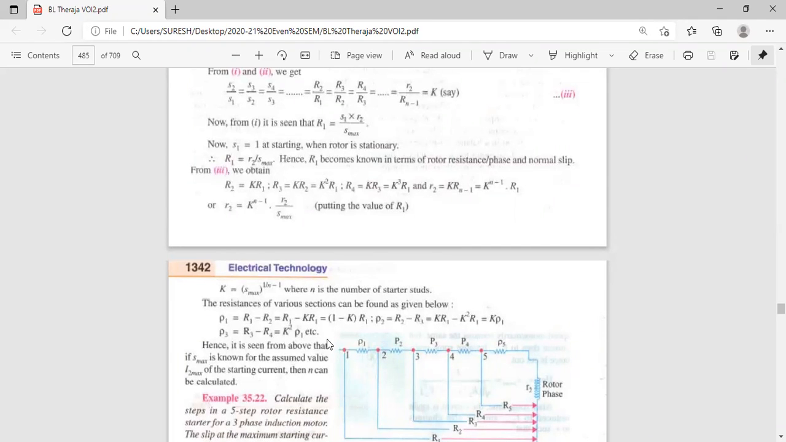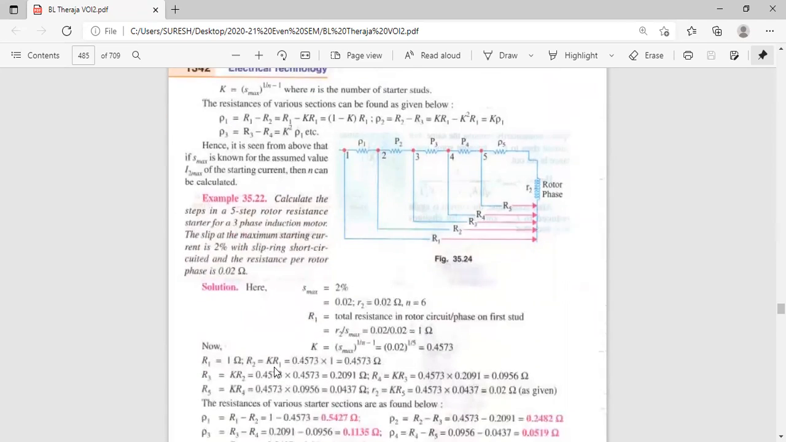Is it clear? Between 1 and 2, rho 1 is the resistance. Between 2 and 3, rho 2 is the resistance. Between 3 and 4, rho 3 is the resistance. Rho 1 is represented in terms of R1 and K. Rho 2 and rho 3 are also represented in terms of rho 1 and K. Everything is represented in terms of rho 1 and K. Okay, we'll see the problem. That's all about the derivation.